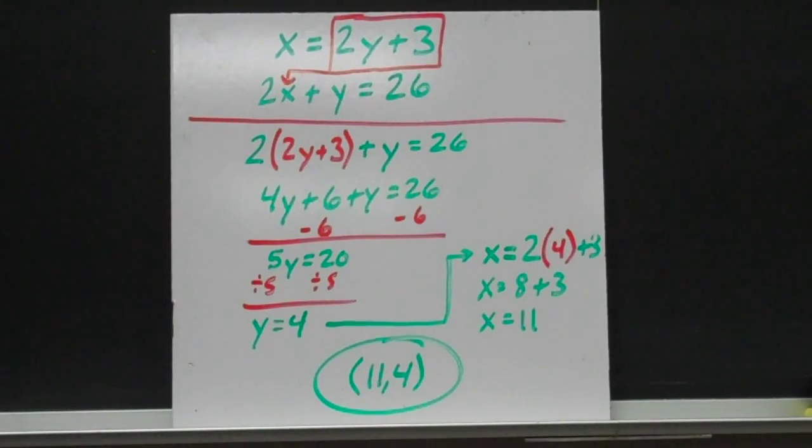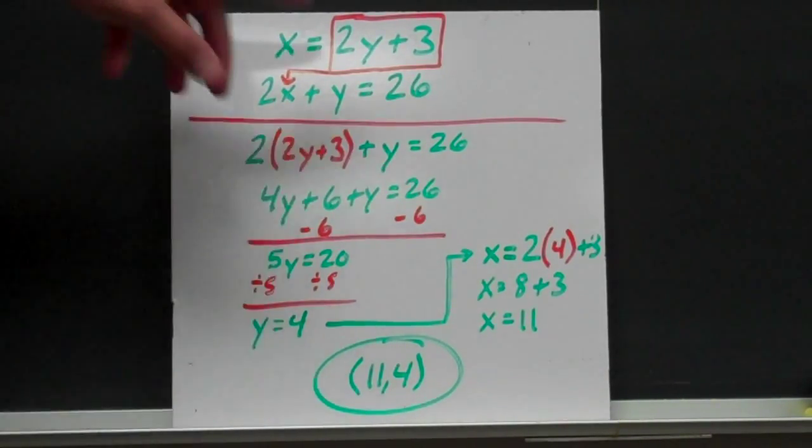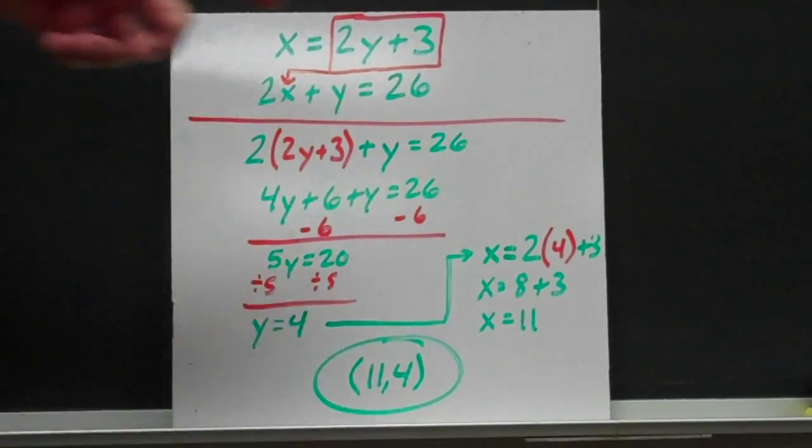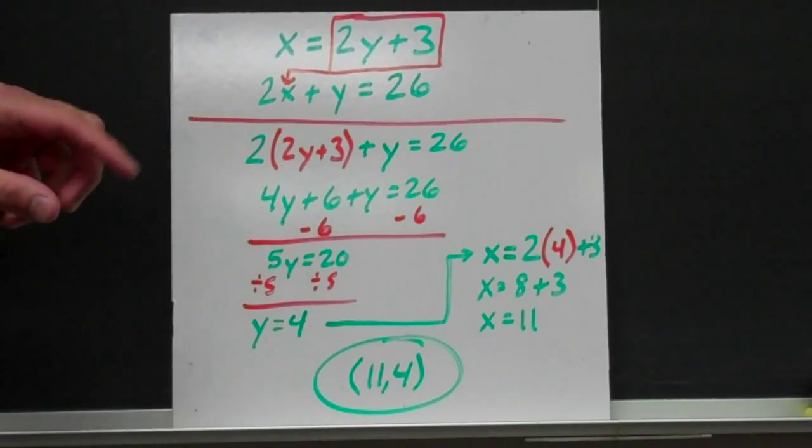And we use substitution when we have one variable all by itself in one of our equations. So in this case, x is all by itself in the first equation. So we're going to use substitution. We know that 2y plus 3 is equal to x. So we're going to take x out of the second equation and put in something that's the same as x, that's equal to x. And that would be 2y plus 3.